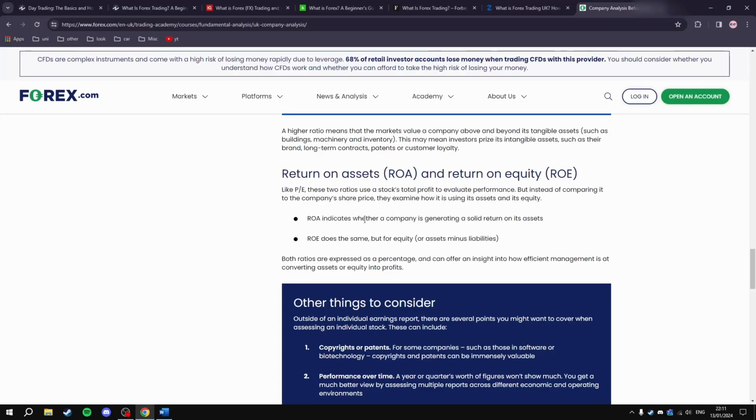Return on assets indicates whether a company is generating a solid return on its assets. Return on equity does the same, but for equity.